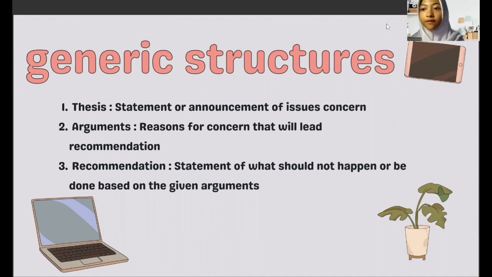In the form of scientific data, logical reason, picture, and graphics as media to determine whether the thesis is true or false. The last is recommendation. Is statement of what should not happen or be done based on the given argument, atau tindakan yang harus kita lakukan atau jangan kita lakukan.